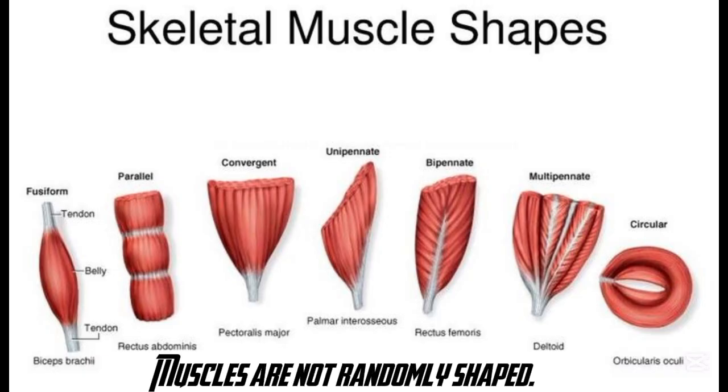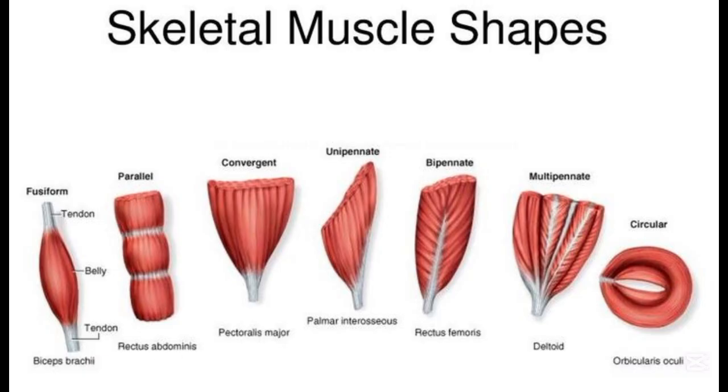Muscles are not randomly shaped. The shape of the muscle determines three very important points: first, the force that is generated when the muscle contracts; second, the range of motion; and third, the specific function that is carried out by that muscle. So we classify muscles according to the fiber direction and attachment geometry. In this video, we are going to discuss the most important and most common shapes of muscles.